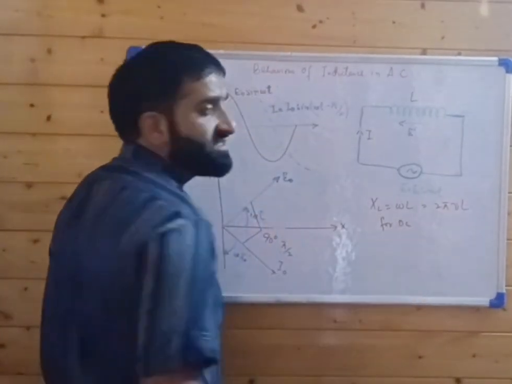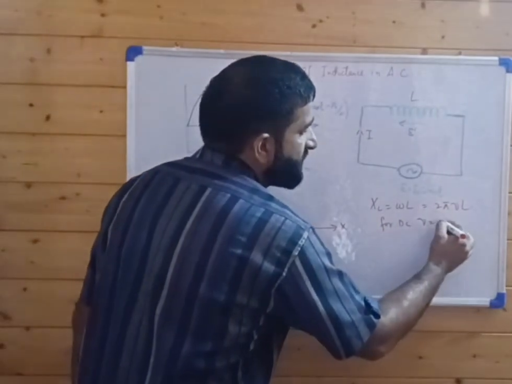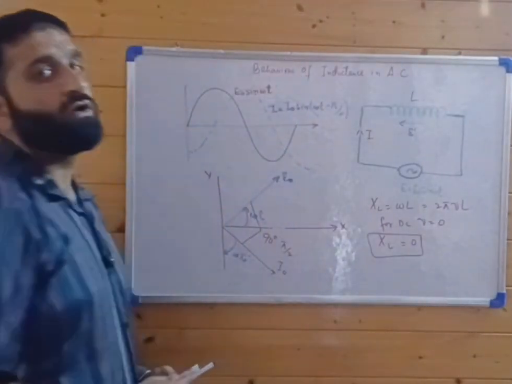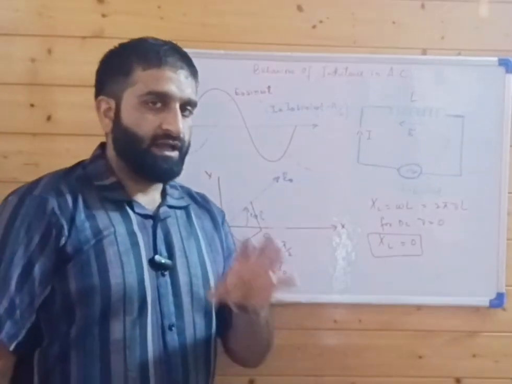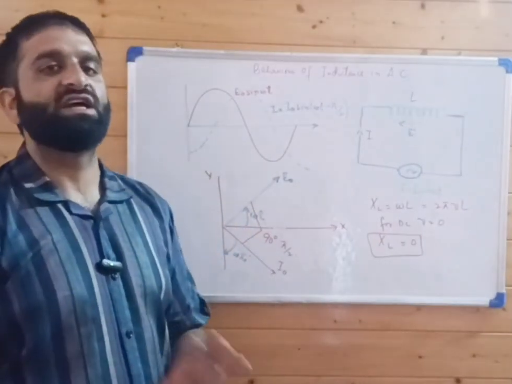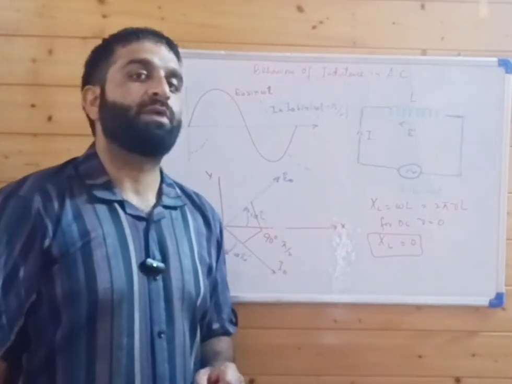For DC, there are no cycles, the current is constant, having one direction only, so nu is equal to 0. For DC, XL is equal to 0. That means the behavior of an inductor in AC and DC is different. When we connect an inductor on a DC supply, it offers no reactance, but when we connect it on AC, it offers reactance, and that reactance is proportional to the frequency.